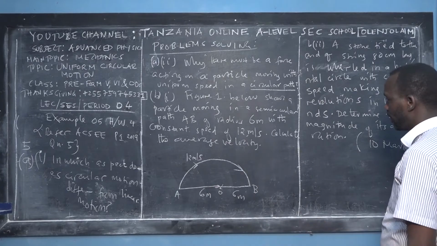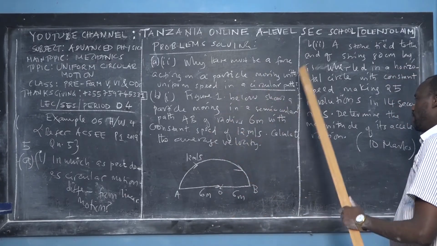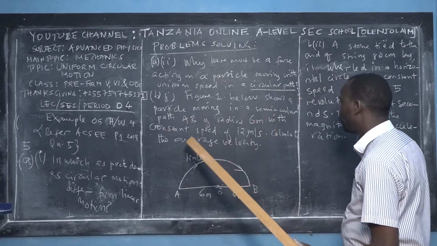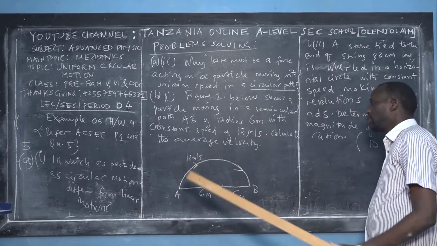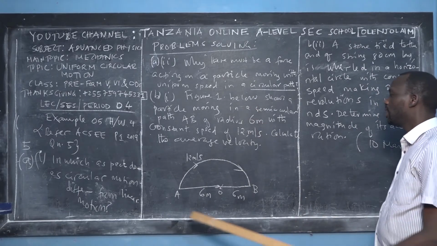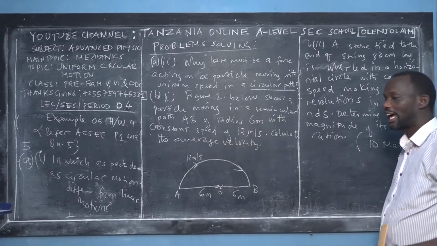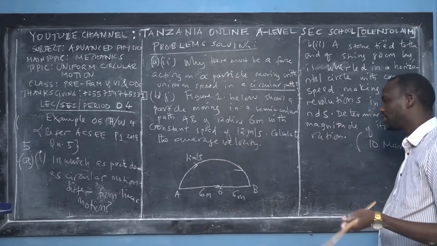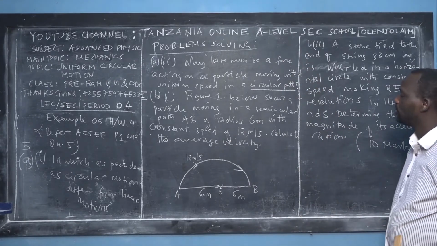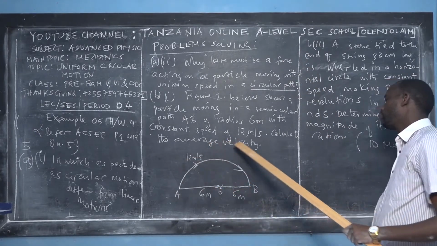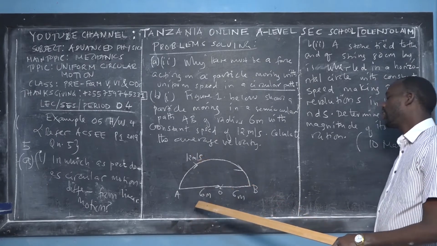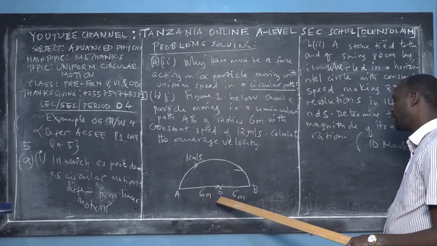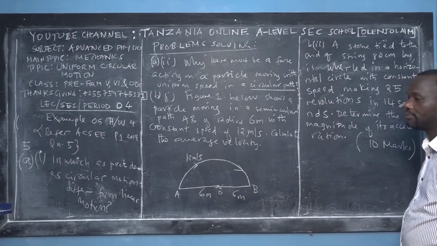Then question number 5b, Roman 1: figure 1 below shows a particle moving in a semicircular path AB of radius 6 meters with constant speed of 12 meters per second. Calculate the average velocity. Average velocity, not the angular velocity, not linear velocity, not tangential velocity. So the speed from A to B is 12 meters per second, and the distance from A to O is 6 meters, and from O to B is 6 meters.